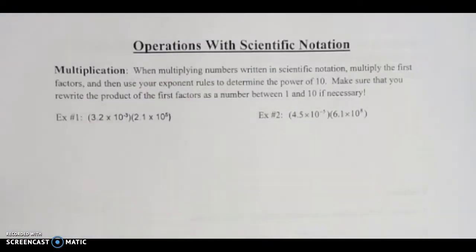In the next part of our lesson, we're going to talk about operations with scientific notation, starting with multiplication. When multiplying numbers written in scientific notation, multiply the first factors, and then use your exponent rules to determine the power of 10. Make sure that you rewrite the product of the first factors as a number between 1 and 10, if necessary. So in this example, I have 3 and 2/10 times 10 to the negative third power, multiplied by 2 and a tenth times 10 to the fifth power.